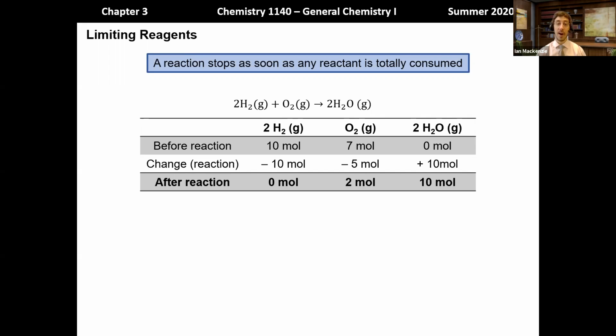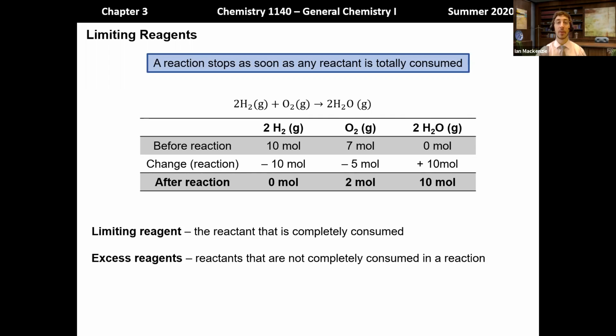Now, the reaction stops at this point, however, because we have no more hydrogen gas. So even though we have excess oxygen, we have no more hydrogen, and so this terminates the reaction. The important thing to note from all of this, after a couple of definitions here: first, the reagent that runs out first is known, not surprisingly, as the limiting reagent or the limiting reactant. And the other reactant or reactants are known as excess reactants.